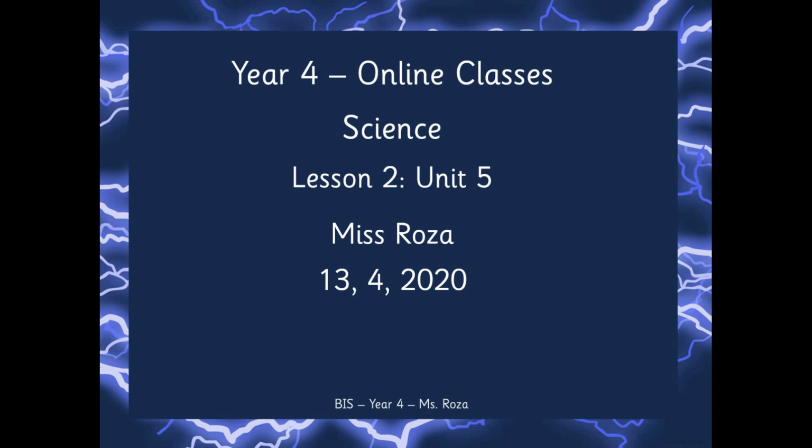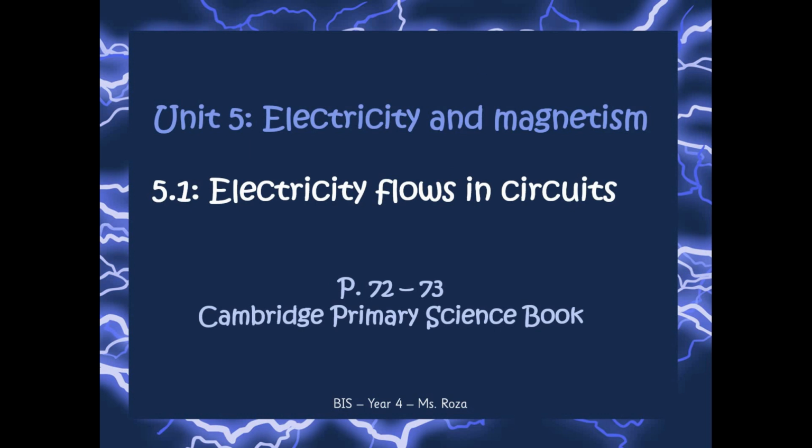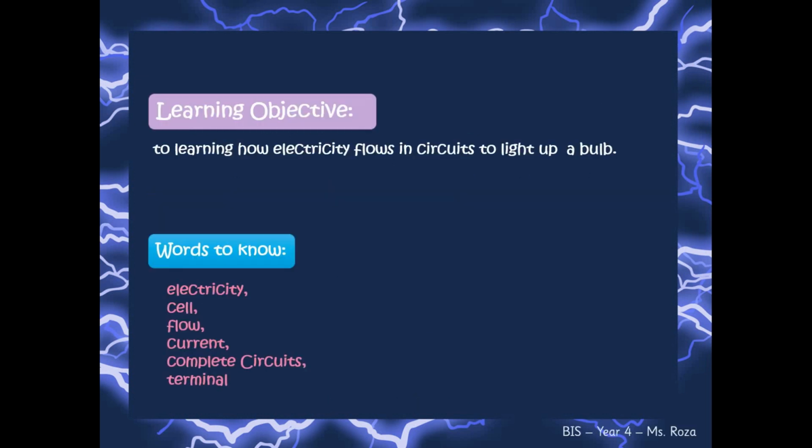I'm Ms. Rosa and today we will explore the first lesson in Unit 5 of the book. Unit 5 is about electricity and magnetism. The first lesson in the unit is electricity flows in circuits. The pages of this chapter are page 72 to 73 in your Cambridge Primary Science book. So please make sure you open your book on that page.